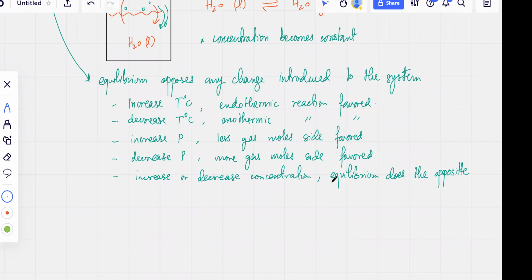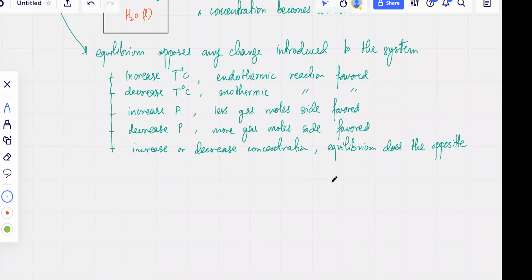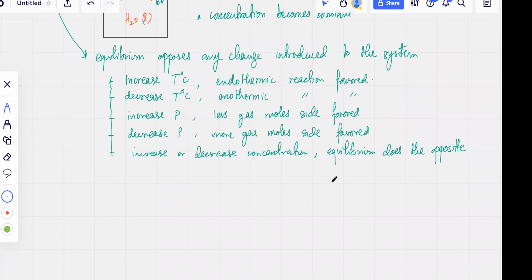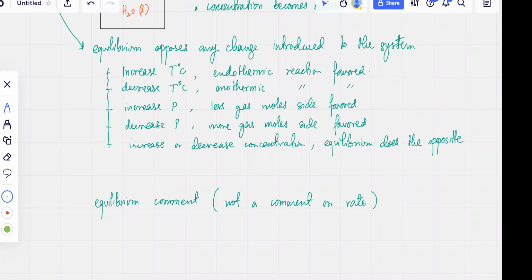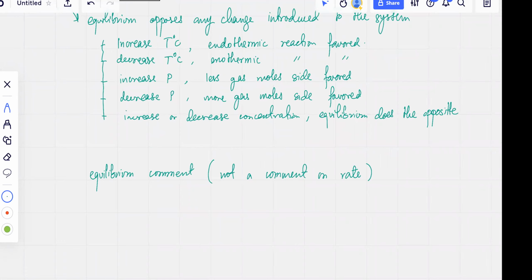So that is all about Le Chatelier's principle. Okay, so we're not going to do any practice for this at the moment. There's one thing that I want to focus on, which is that a comment on equilibrium is not a comment on rate of reaction. They are completely two different things. Rate is something else. Equilibrium over here means something totally different.